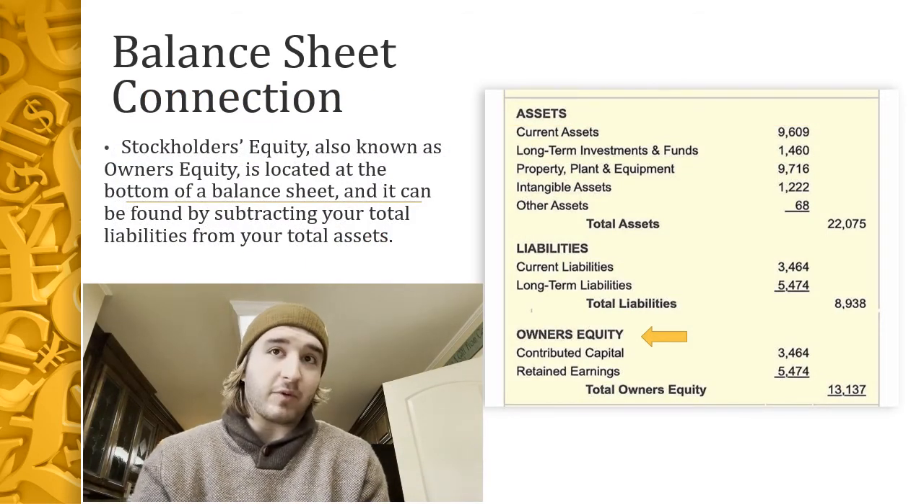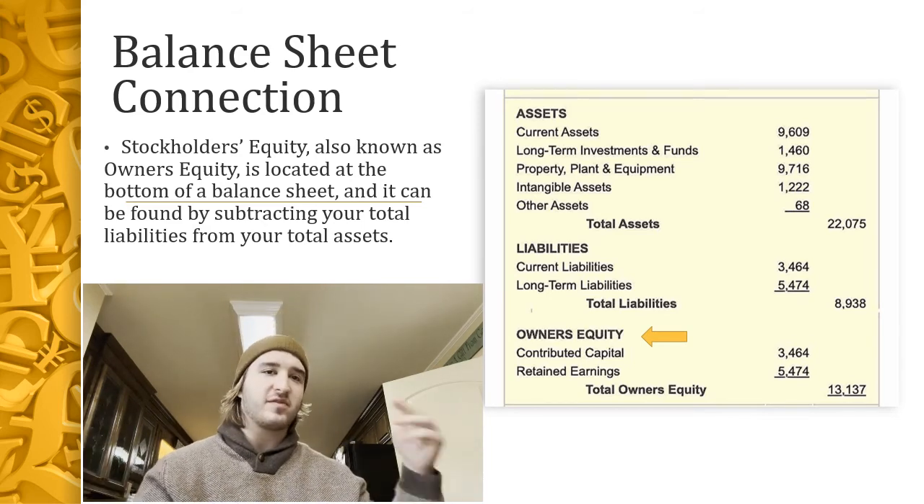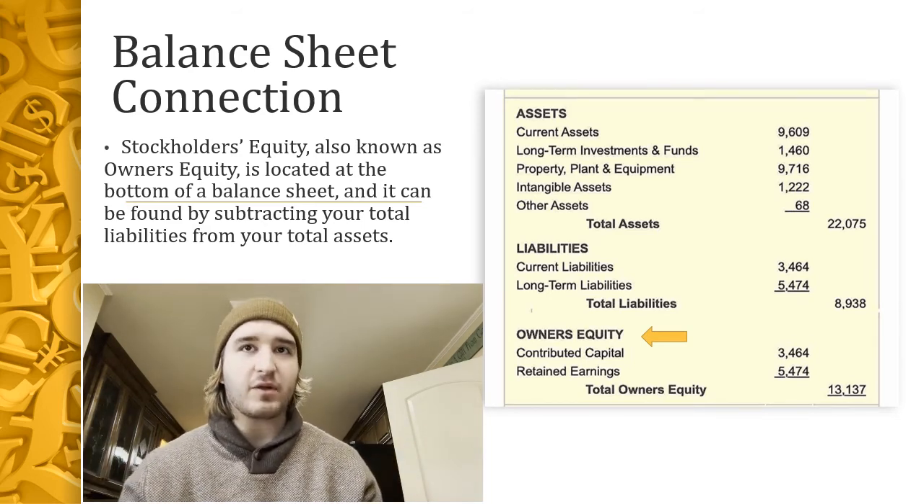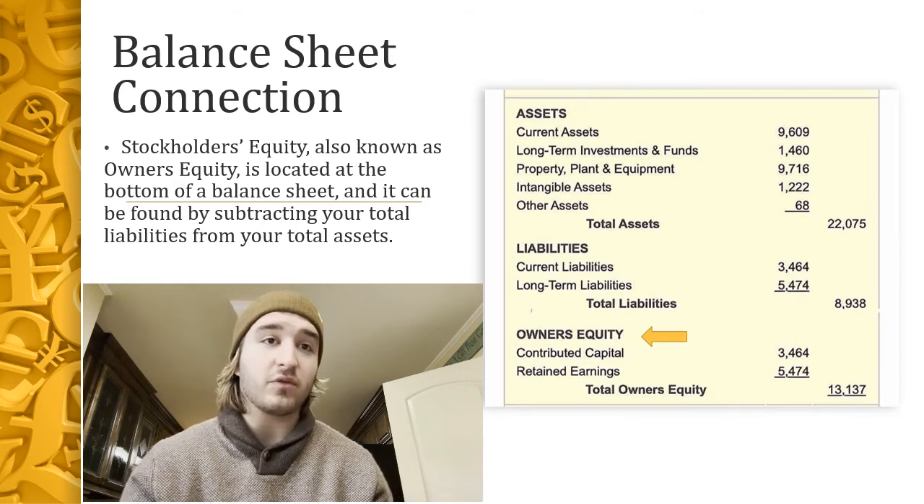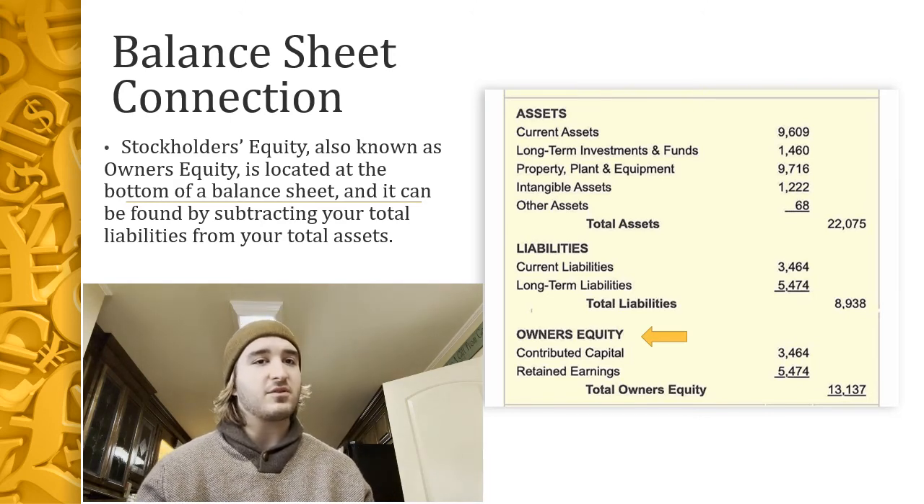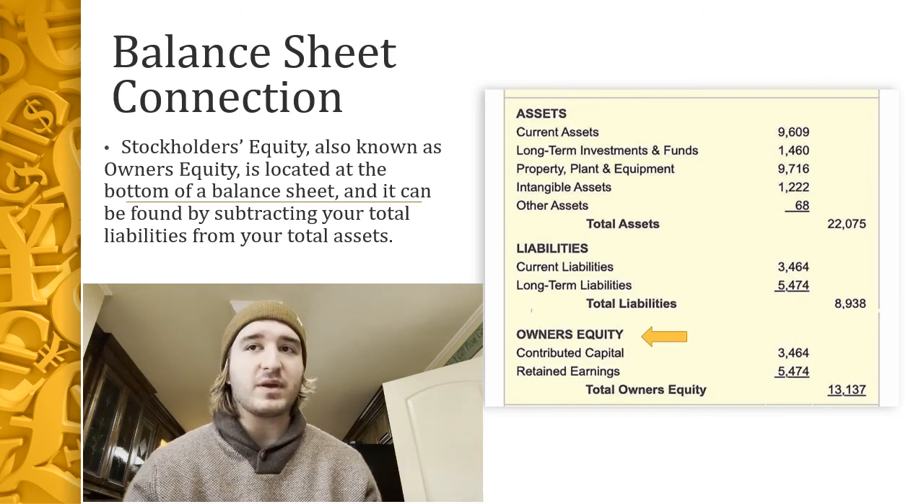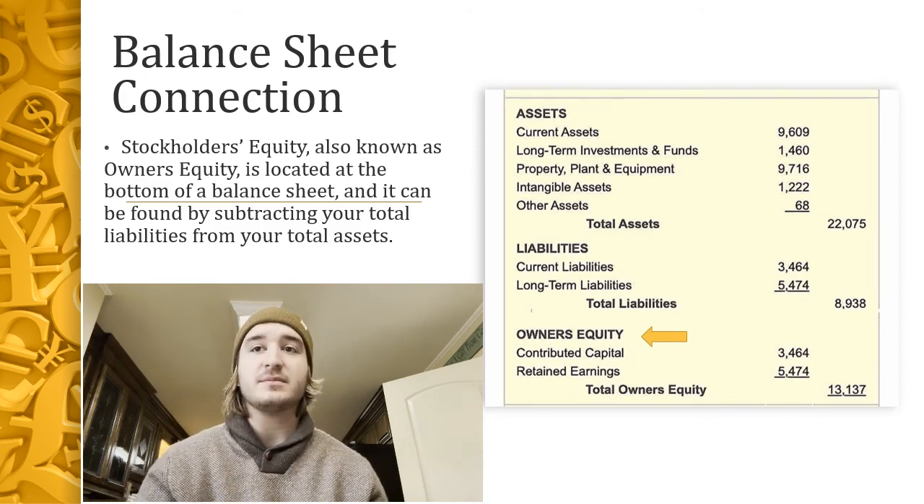Your stockholders' equity is located at the very bottom of your balance sheet. So you go assets, then liabilities, then your owner's equity. And you find your owner's equity or your stockholders' equity by subtracting your liabilities from your assets. So it's what is left over after you subtract that liability.